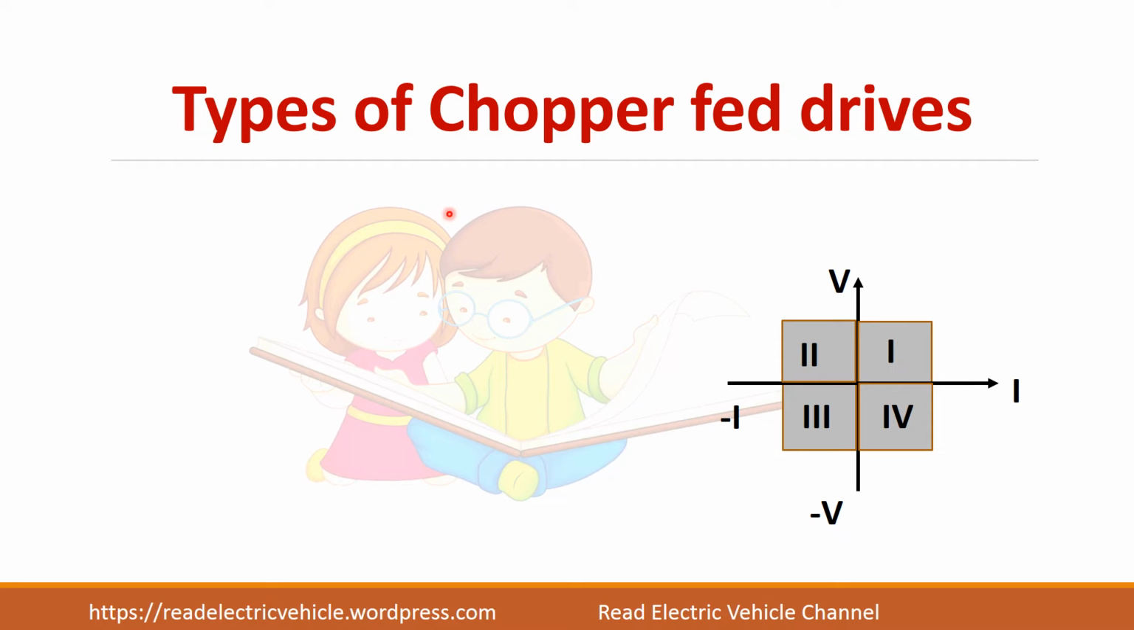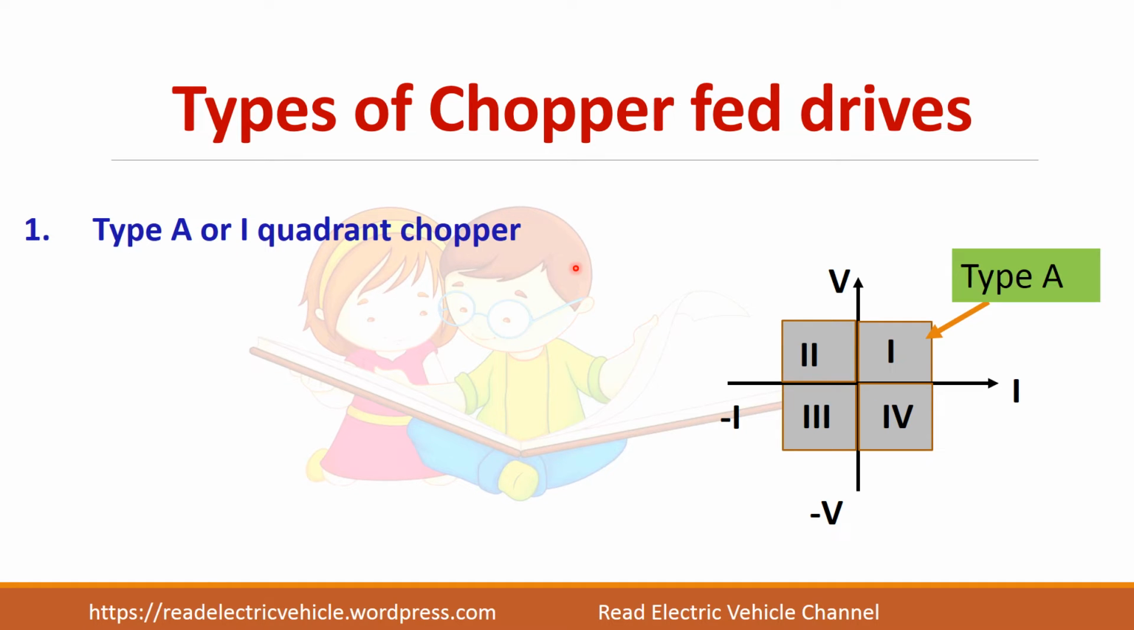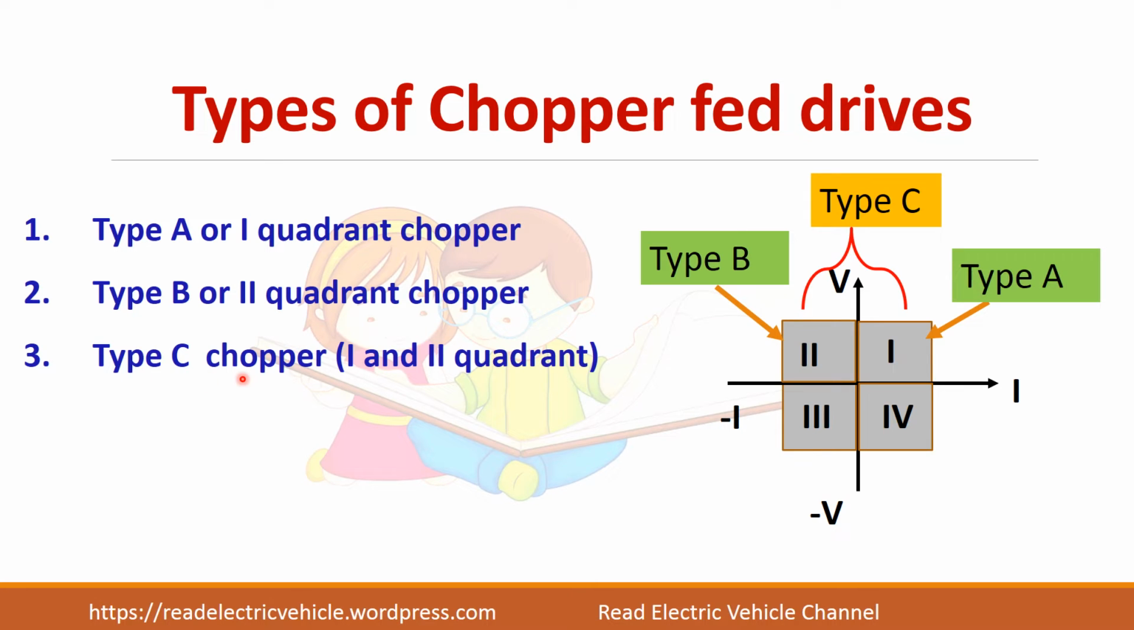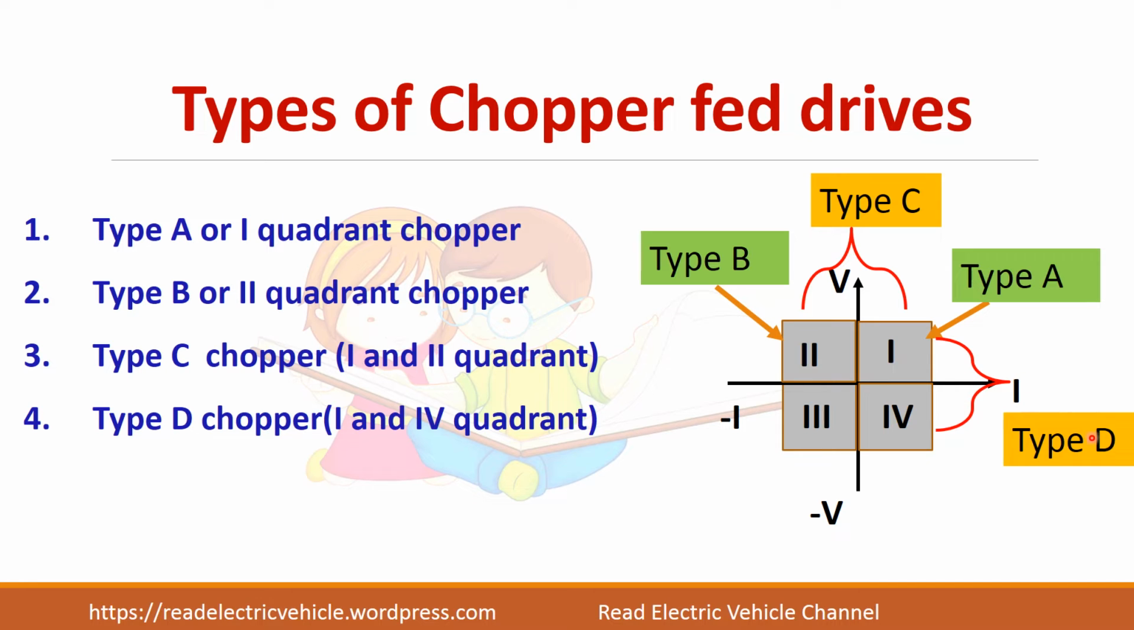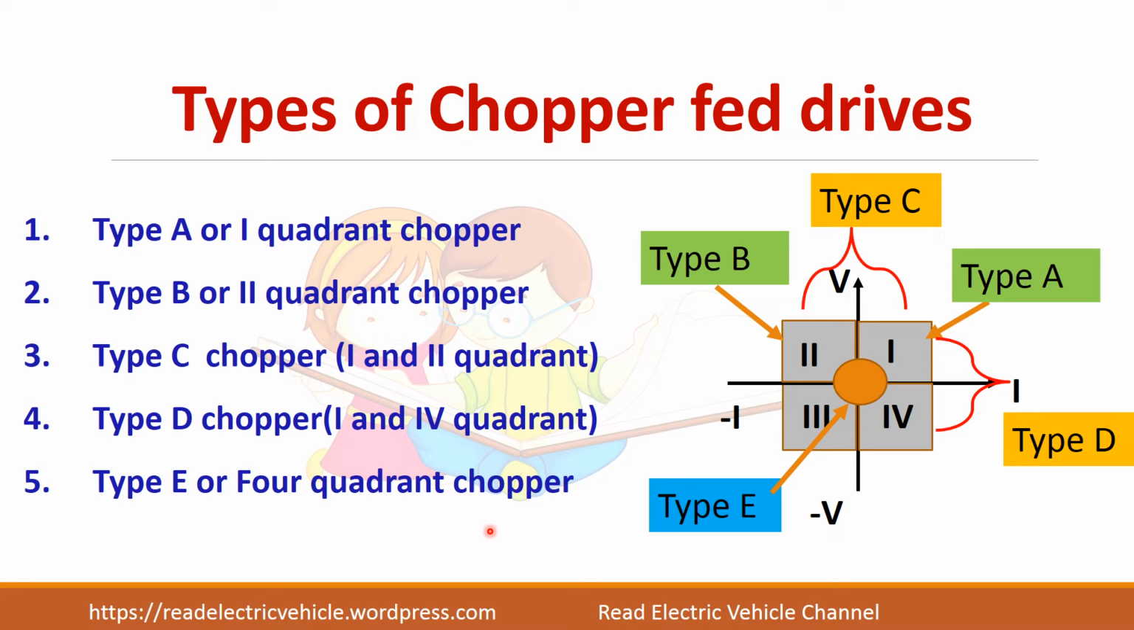There are different types of chopper for drives. Type A or first quadrant chopper, type B or second quadrant chopper, type C chopper which operates in the first and second quadrants, type D chopper which operates in the first and fourth quadrants, and type E or four quadrant chopper which operates in all four quadrants. In this video we will see only type A or first quadrant chopper.